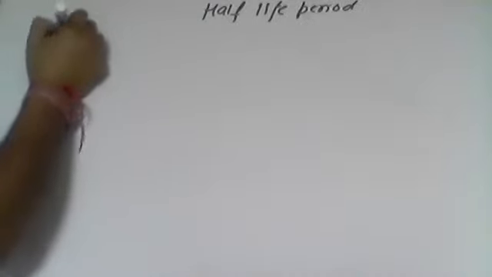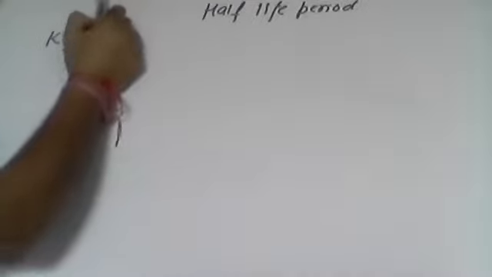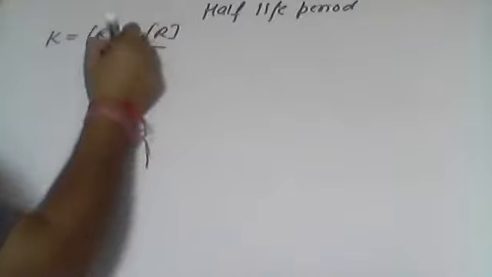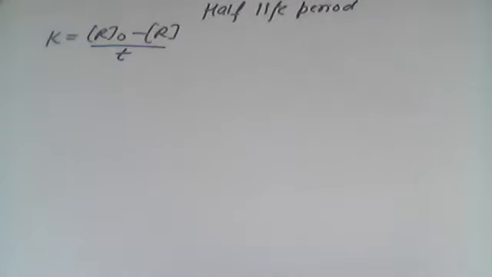We have already done the expression: K is equal to R naught minus R divided by T, where R naught is the initial concentration when time T is 0, and R is the final concentration at time T. Or you can simply say R naught is the initial amount of the reactant and R is the amount left after time T, where T is in seconds.